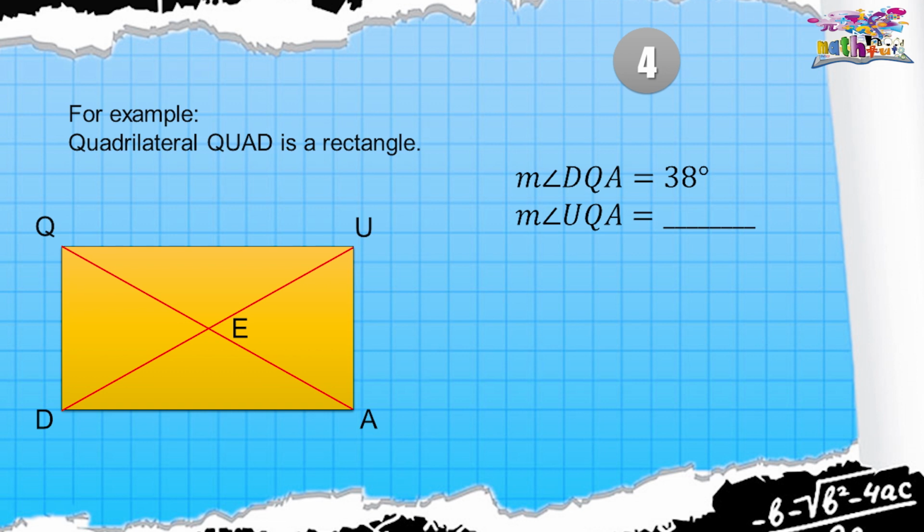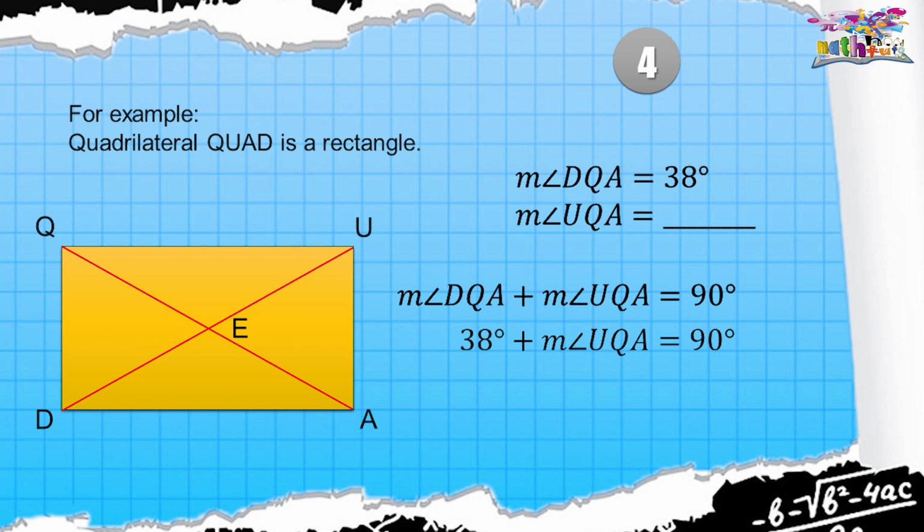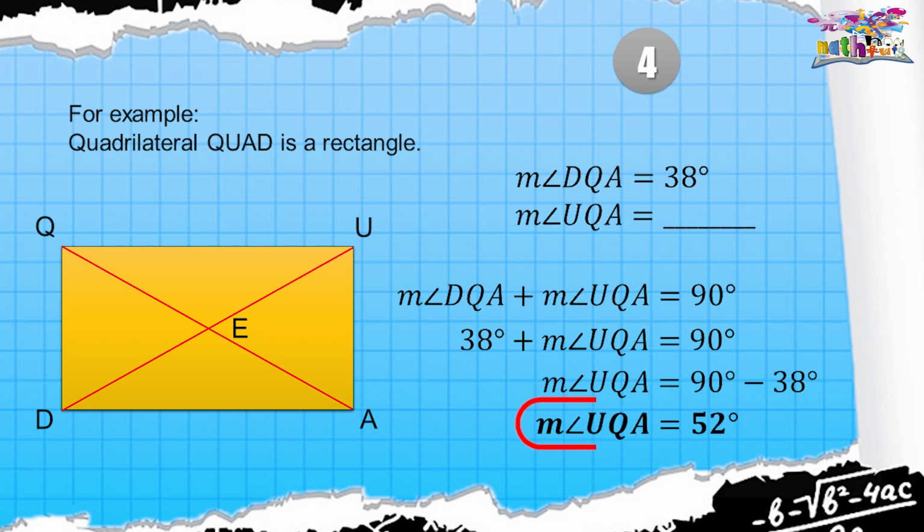This time, we are going to find the measure of angle UQA, given the measure of angle DQA of rectangle QUAD. By inspection, you will notice that these two angles formed one of the right angles of the rectangle when combined. Thus, the measure of angle DQA plus the measure of angle UQA is equal to 90 degrees. By substitution, since DQA measures 38 degrees, it will become, using addition property of equality, simplifying the results, therefore, the measure of angle UQA is 52 degrees.